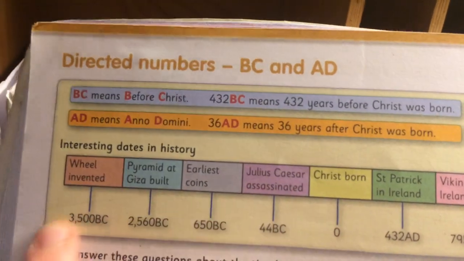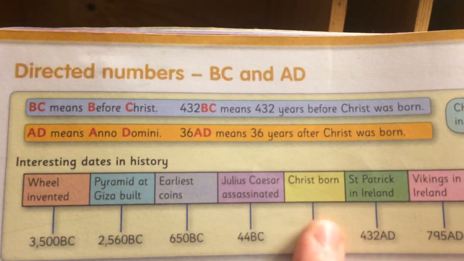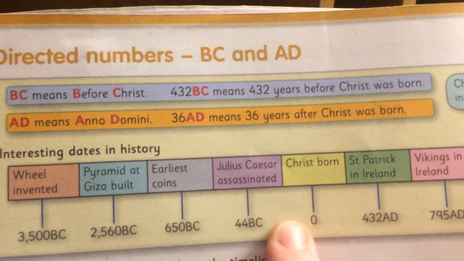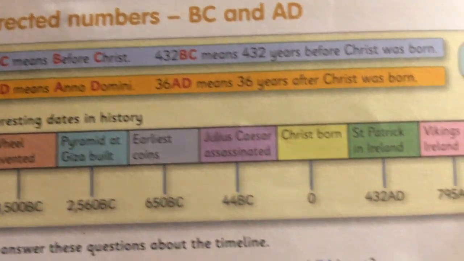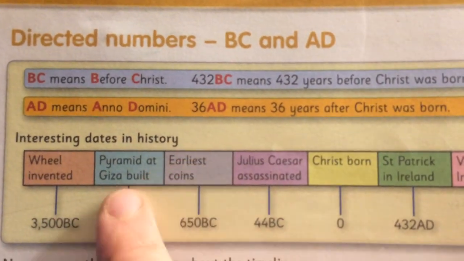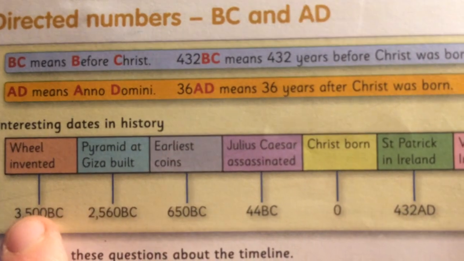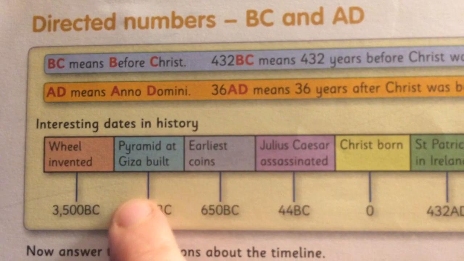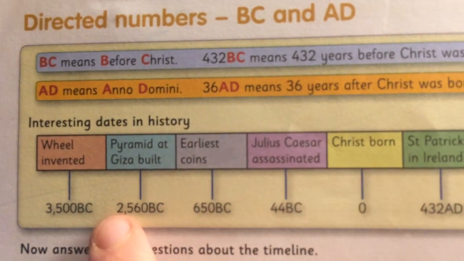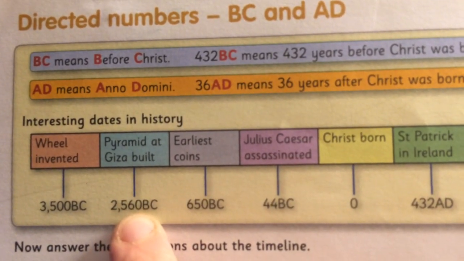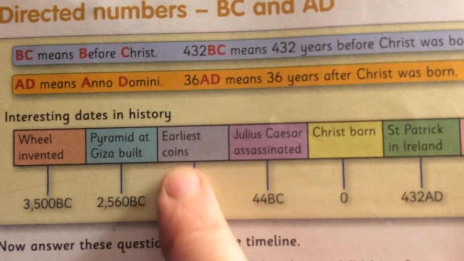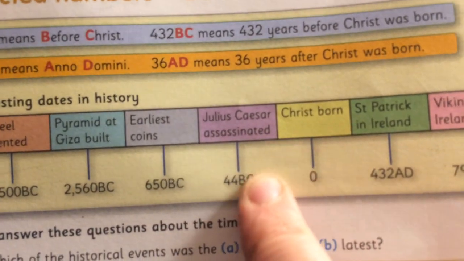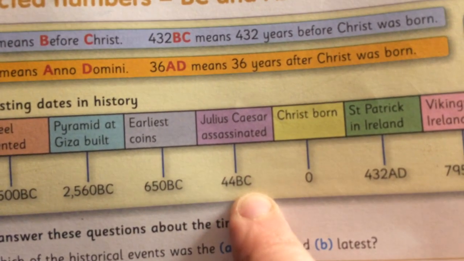But a lot happened before Christ was born as well. So the history is recorded coming out from 0 back in that direction. For instance, interesting facts in history. The wheel was invented 3,500 years before Christ was born. Pyramids in Giza built by the Egyptians 2,560 years before Christ was born. Earliest coins 650 years before Christ was born. Julius Caesar assassinated 44 years before Christ was born.